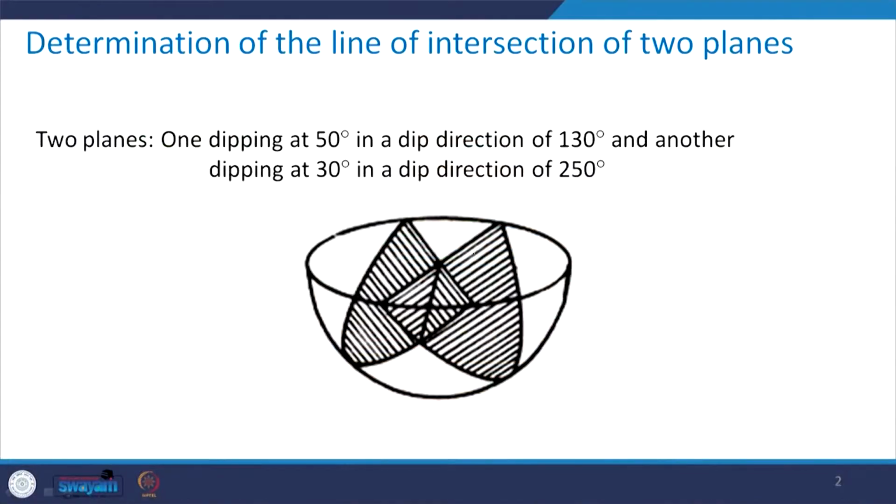Again we will be making use of the stereo nets. I will be taking you through a stepwise procedure to enable you to do these things on your own with the help of a stereo net and a tracing sheet which are pinned at the center. So, you see that when you have two planes, in this case those two planes have been shown by these hashed portions.